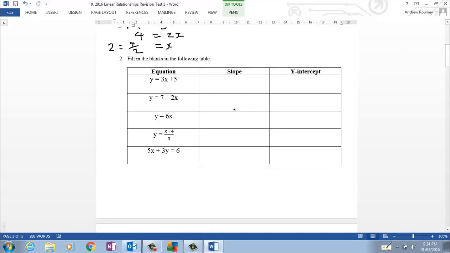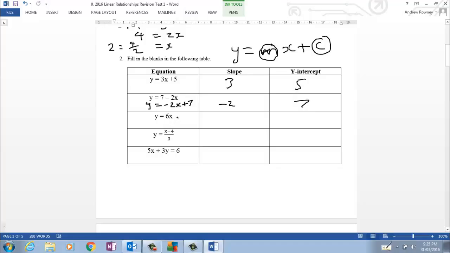The next set of questions in 2 is looking at y equals mx plus c. And the slope is the m value and the y-intercept is the c value. So the bit in front of the x is the slope and the number by itself is the y-intercept. Looking at this one, the slope is 3 and the y-intercept is 5. With this one here, if you rearrange that, that's the same as minus 2x plus 7. So the slope, m, is minus 2 and the y-intercept is 7.